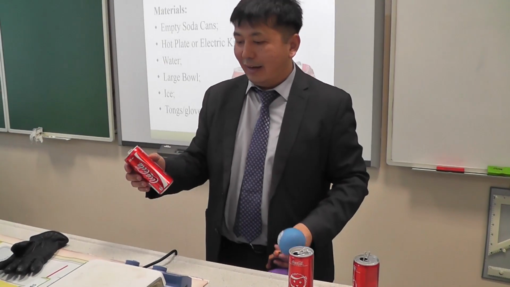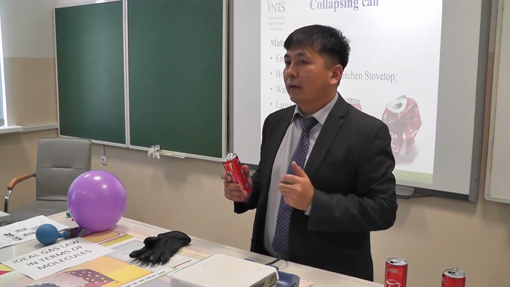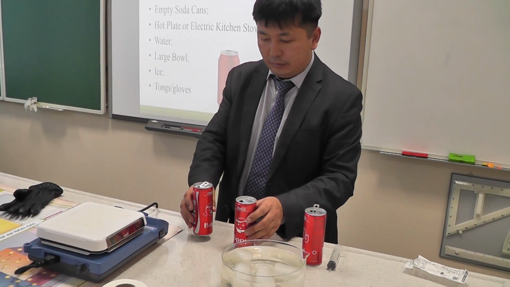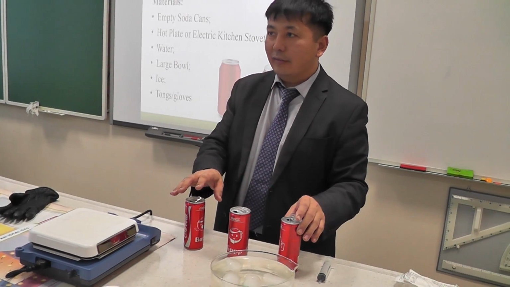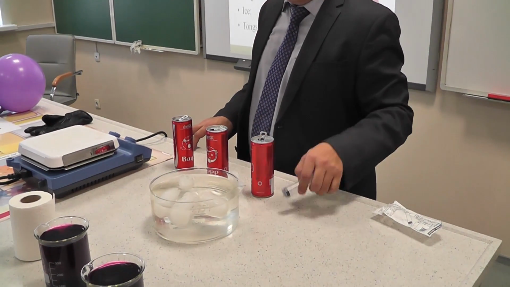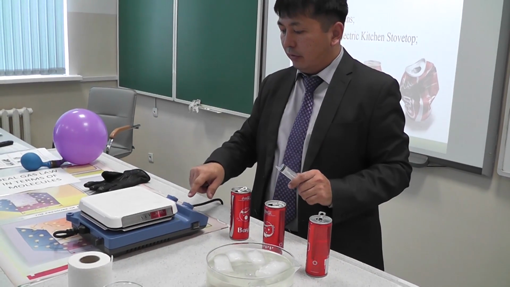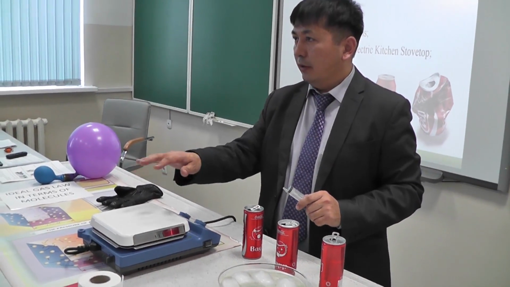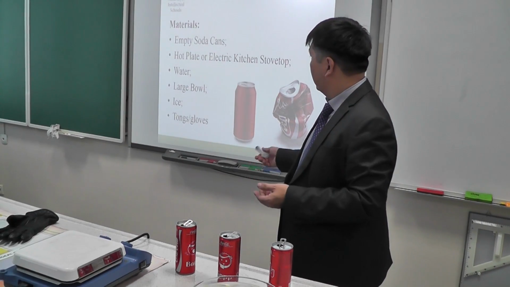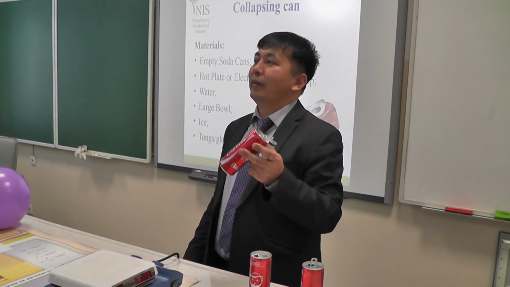It's called the collapsing can. Have you ever tried to do this experiment? Collapsing can. Okay, let's experiment. To do this experiment, we need several cans, Coke cans, and cold water with ice. And we need an oven. Its temperature is 495 degrees. Very hot. Also, we need gloves in case the cans are very cold or very hot.